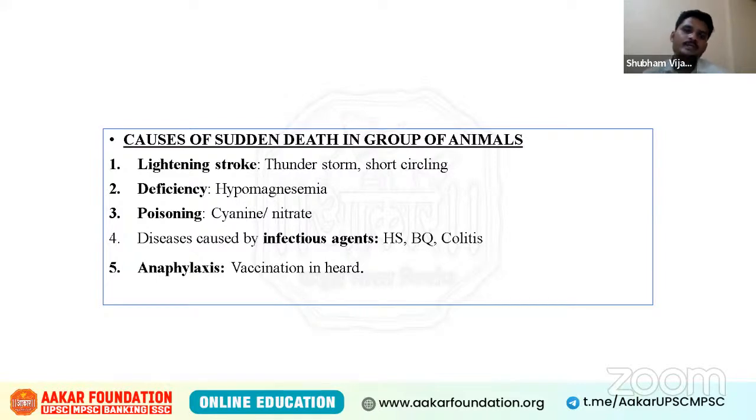Then poisoning: if the feed source or water source is common, that will cause sudden toxicity to all the animals in that group. Then diseases caused by infectious agents, like an outbreak of HS, BQ or colitis. If 10 animals are in a herd, then 5 to 6 sometimes may die. And the next one is anaphylaxis, particularly if vaccination has recently happened and that antigen acts as a xenobiotic, anaphylactic shock may come and many animals in a herd may die suddenly.